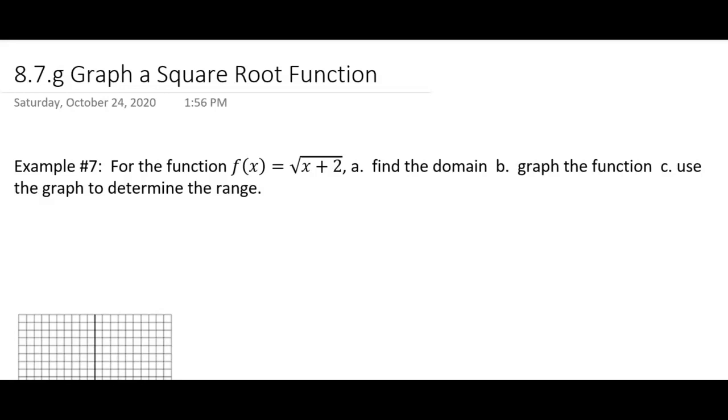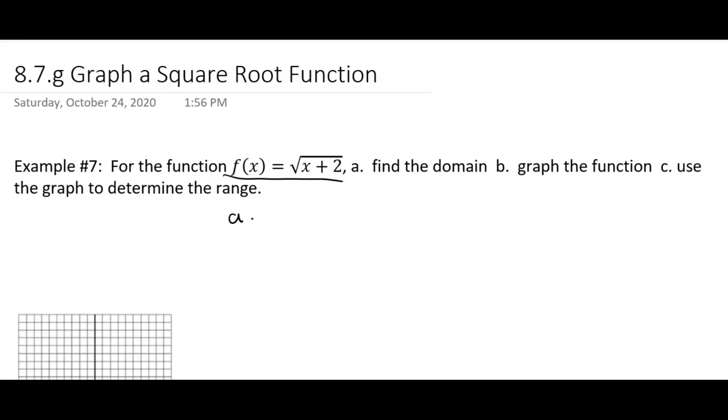So in this example, they want us to do three things. They give us a function, and it's a square root function this time. They want us to find the domain, graph the function, and use the graph to determine the range. Okay, so part A, we want to find the domain.